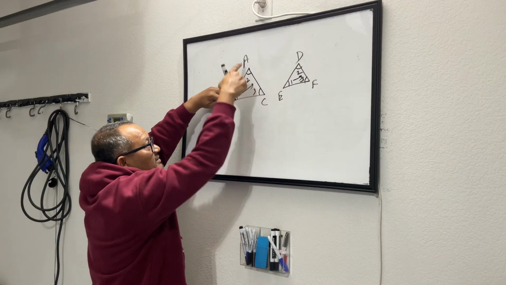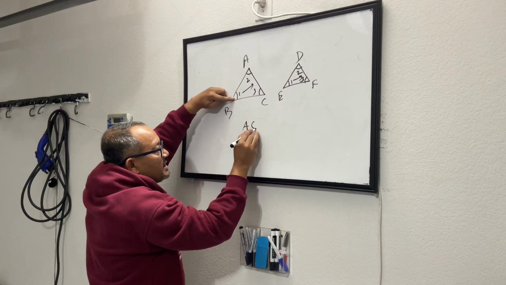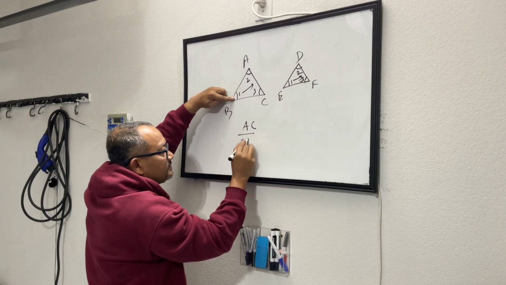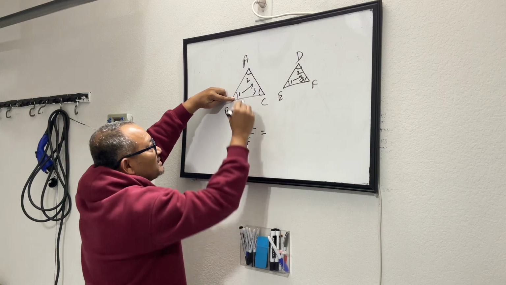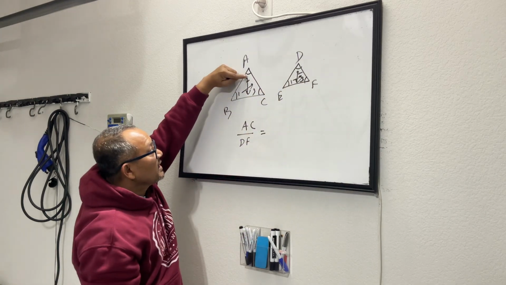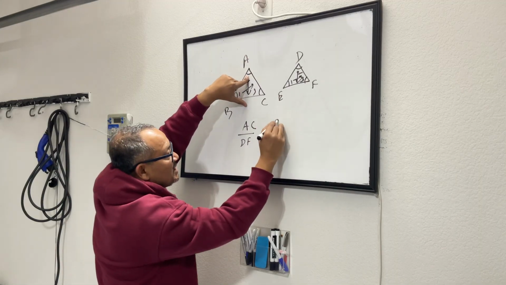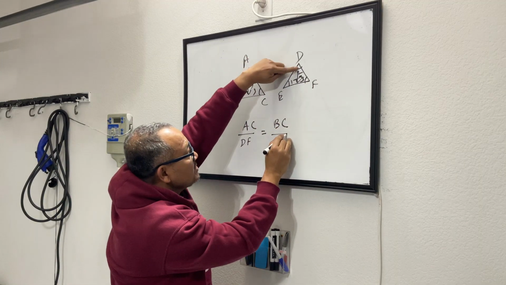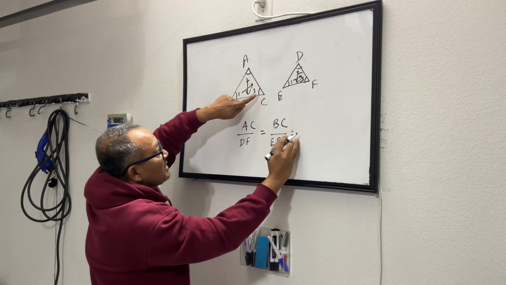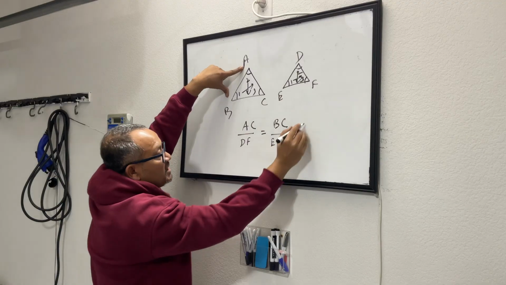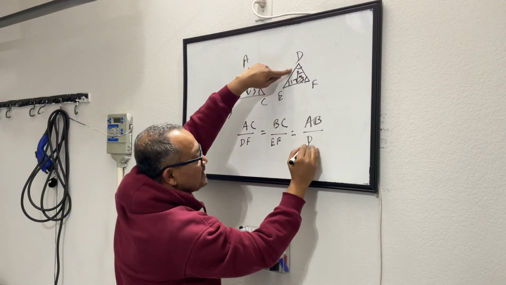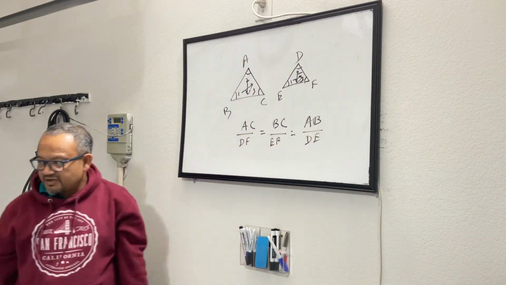For this angle, the side opposite to that is AC, divided by the matching angle's opposite side, DF, will be equal to the second angle, the side opposite to that, BC, divided by the side opposite to that angle in the other triangle, EF, will be equal to the third angle, the side opposite to that is AB, divided by DE. This is what it means.